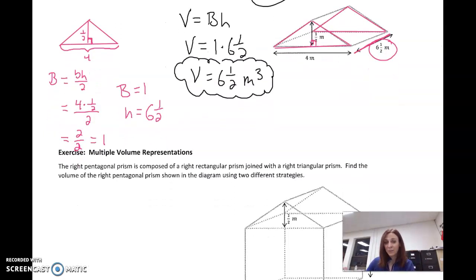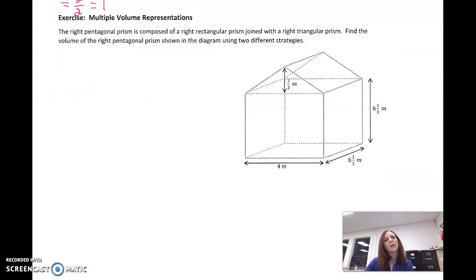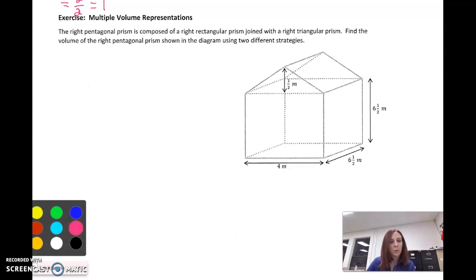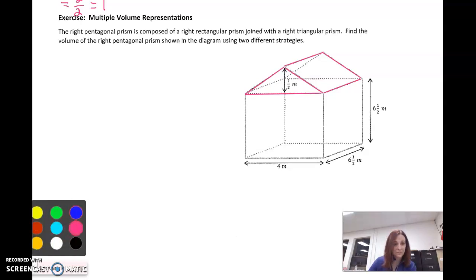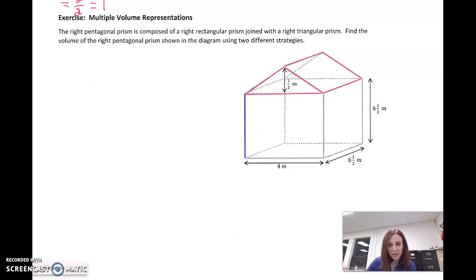Speaking of find the pieces and put it together, one more example. A right pentagonal prism, the pentagon is 5 sides, right? But it's composed of a right rectangular prism joined with a right triangular prism. Here's what we mean. If you look right here, I'm going to use different colors. This pentagonal prism is made up of a triangular prism up top and a rectangular prism on the bottom.